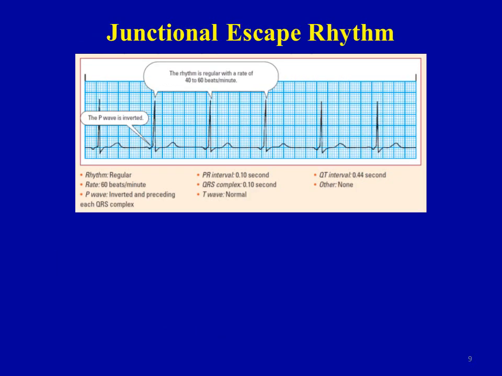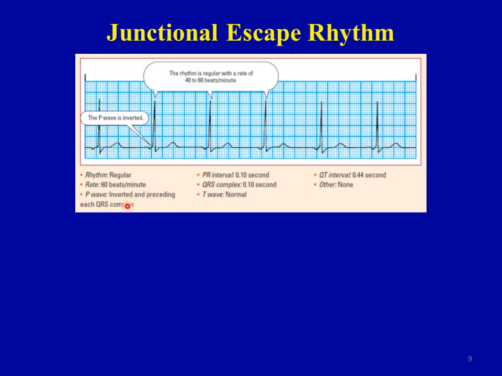The junctional escape rhythm is a rhythm that is regular, and it happens when we lose the natural pacemaker of the heart, which is the SA node. When the SA node stops firing, the AV junction will take the lead and become the pacemaker of the heart. So as I said, the rhythm is regular. The rate is between 40 and 60 beats per minute.